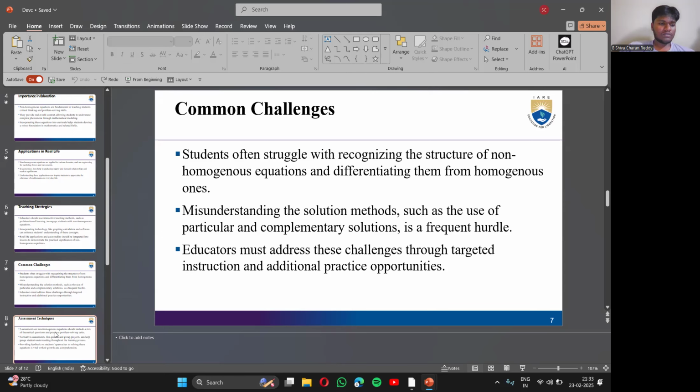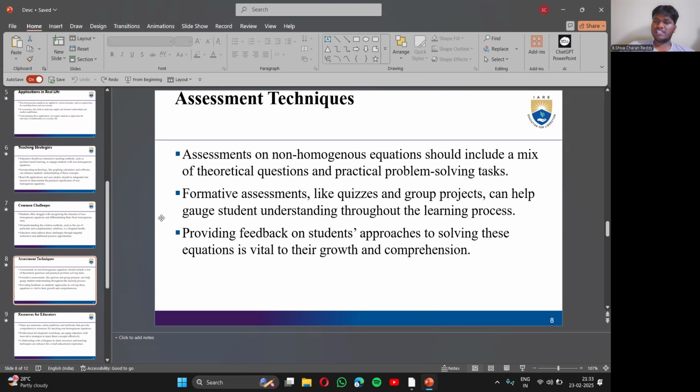Yeah, coming to assessment techniques, assessments on non-homogeneous equations should include a mix of theoretical questions and practical problem-solving tasks. Formative assessments like quizzes and group projects can help to gauge student understanding throughout the learning process. Providing feedback on students' approaches to solving these equations is vital for their growth and comprehension.